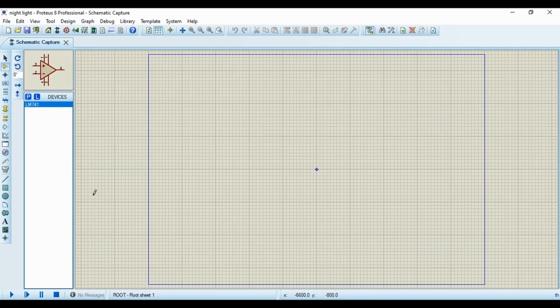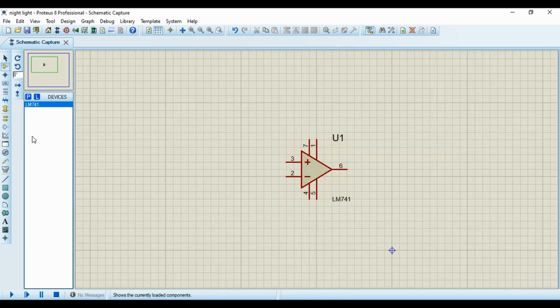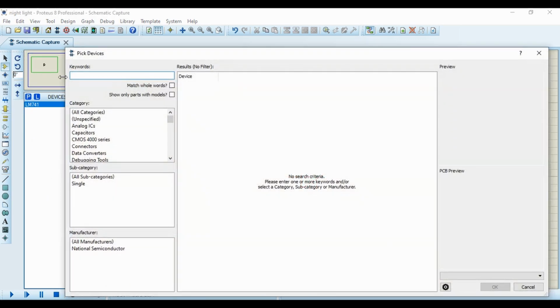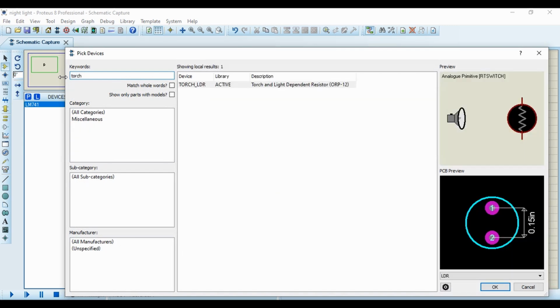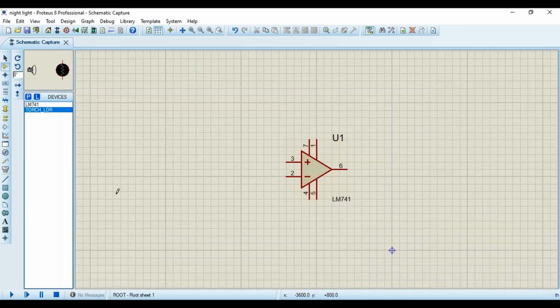So, let's get started. First of all, we are using an operational amplifier, op-amp. The basic function of the op-amp in this project is comparison and decision-making. It takes an input signal from the LDR and compares it with a reference value. Based on this comparison, it decides whether the light should turn on or off.